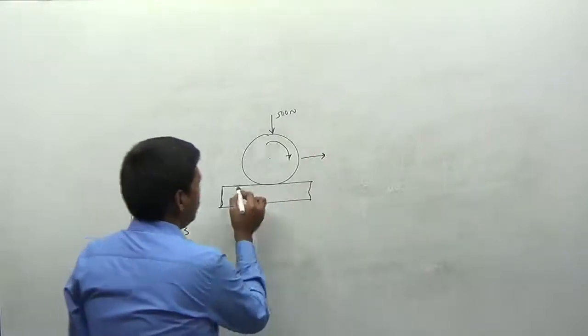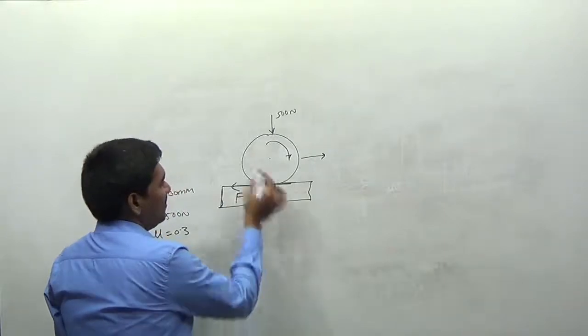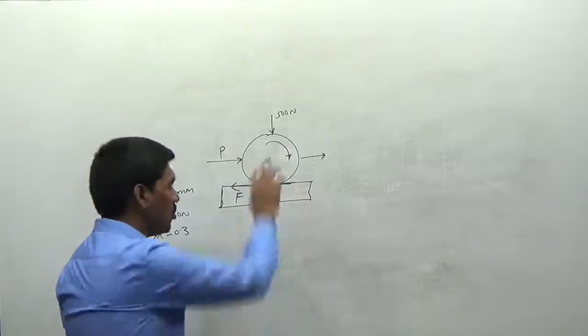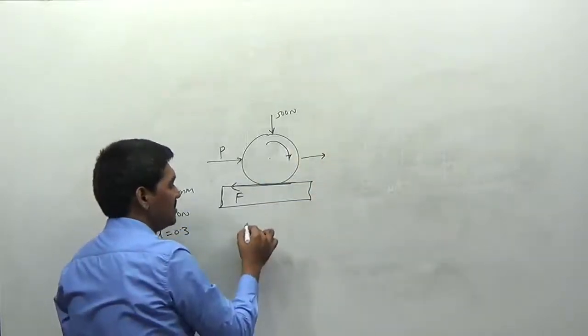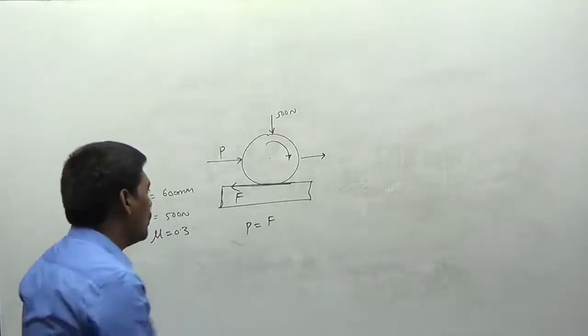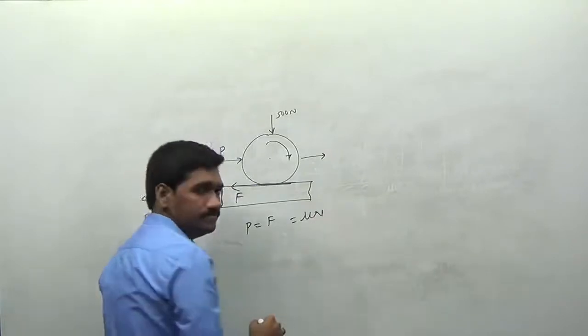For example, if this is the direction of friction that is acting here, and this is the force required here, nothing but P, in order to move this body, then definitely I can say that P is always equal to F. Now what is the value of F here? F is always equal to mu into N.